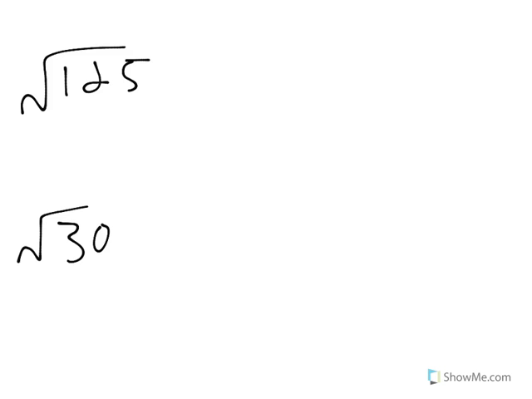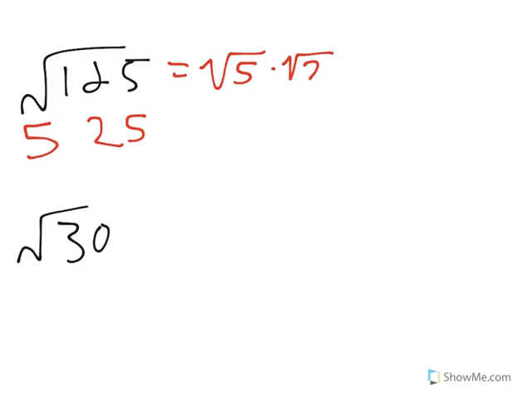In order to simplify these radicals, what we're going to start to do is list off its factors. For 125, I'm going to have 5 and 25. So another way to write this would be the square root of 5 times the square root of 25. The square root of 25 is just 5, since 5 times 5 equals 25. So, in order to simplify the square root of 125, we can write this as 5 root 5.